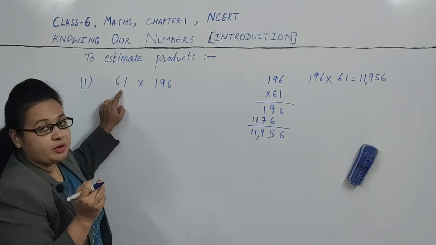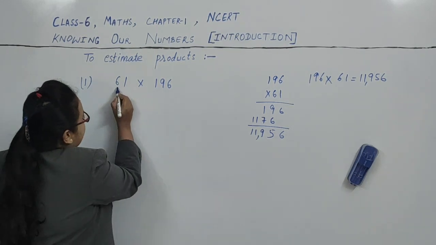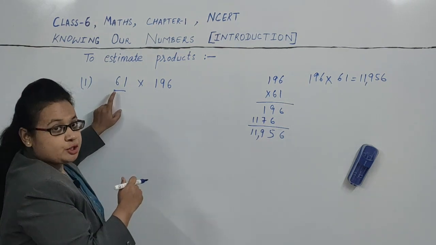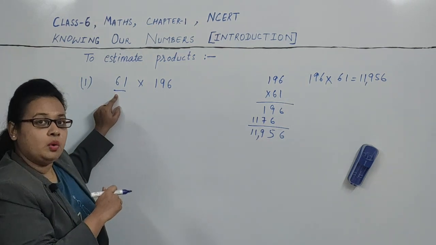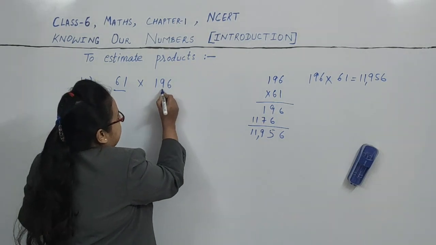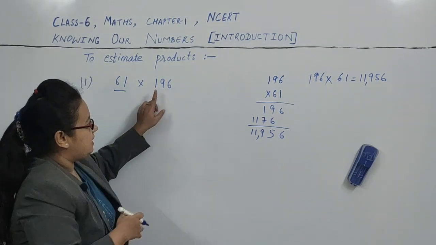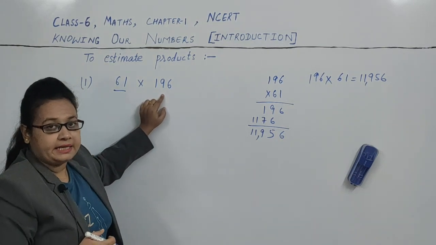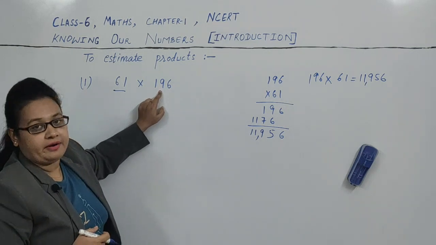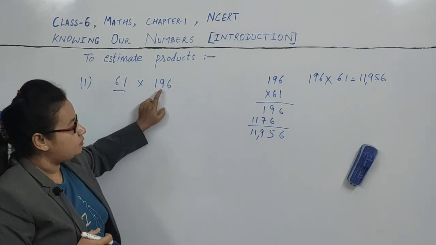What is the greatest place for this number? This has ones and tens place. So the greatest place for this number is tens. So this number will be rounded off to tens. And this number has ones, tens, and hundreds. This number has hundreds as its greatest place. So this number will be rounded off to hundreds.